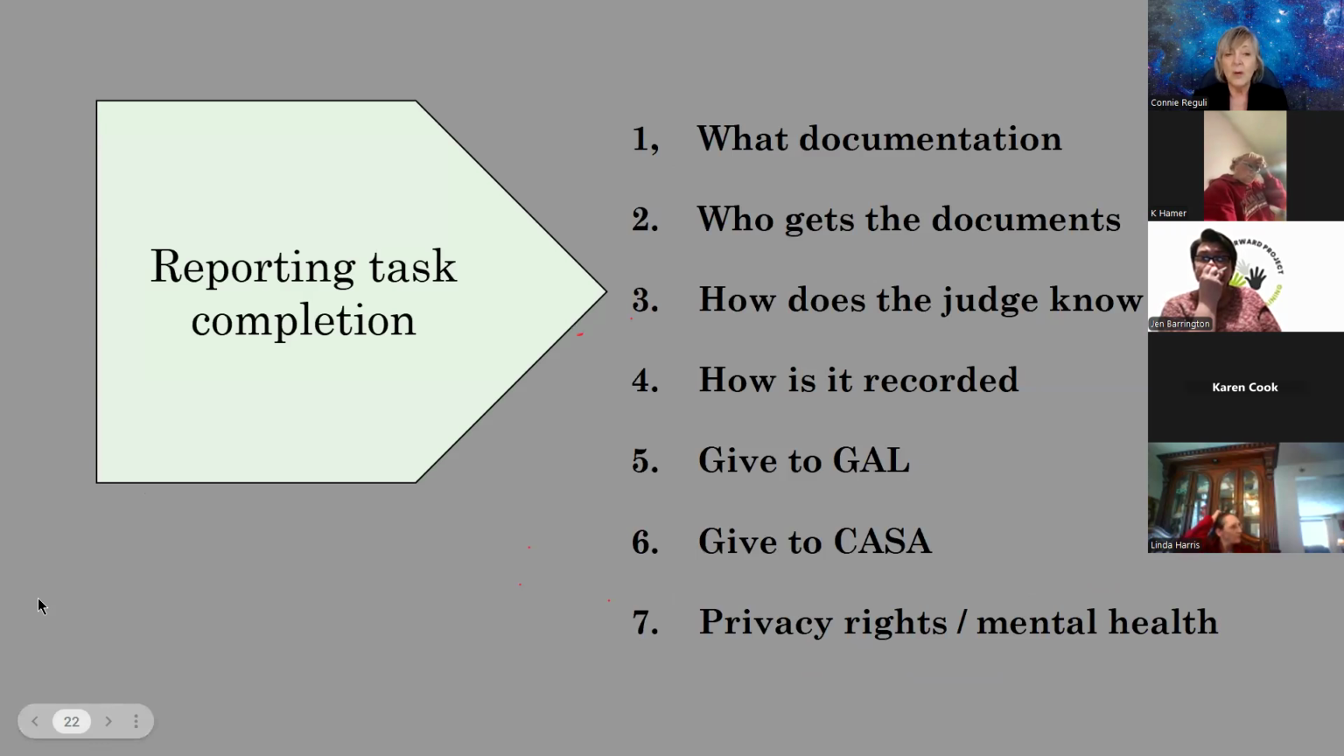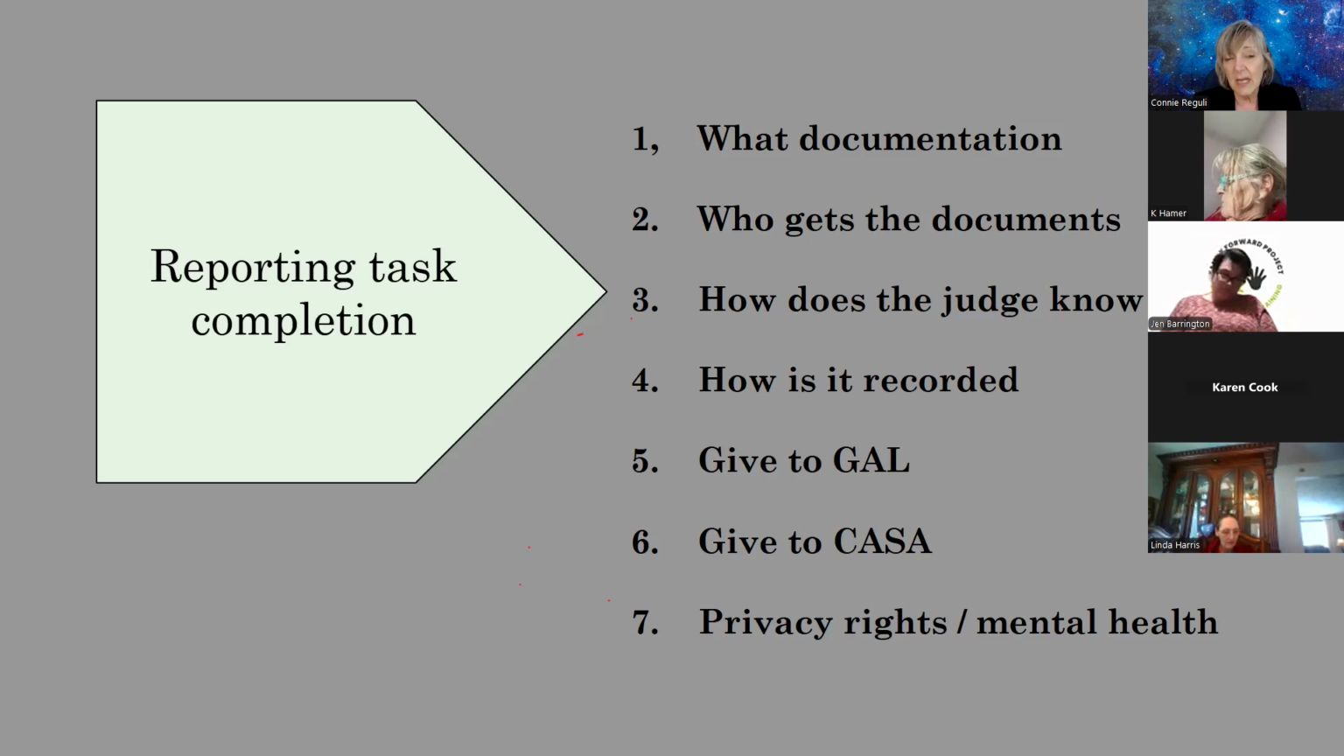Right, so how do you report task completion? What documentation, who gets the documents, how does the judge know, how's it recorded? Do I give it to the guardian ad litem? Do I give it to CASA? And are there privacy rights with mental health reports? I'm going to start with the bottom one first because it's very critical. Yes, there are privacy rights with mental health reports. If you've been compelled to have one, it is okay to question it. If ultimately you have to have one, there is the opportunity to ask to file it under seal, which means that nobody can have access to it except the attorneys and people involved.